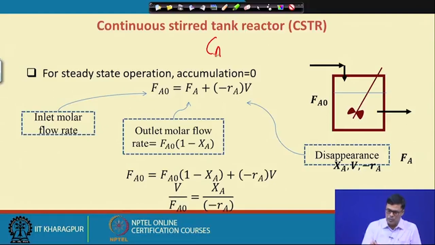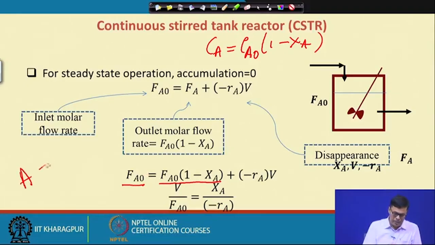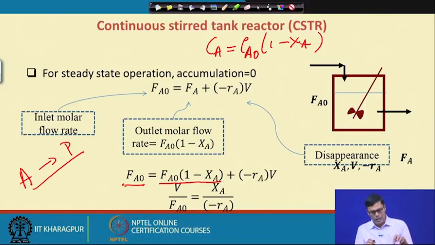Now CA equal to what? CA equal to CA0 into 1 minus XA. Similarly, we can write that FA, the molar output flow rate here, will be equal to FA0 into this. So, in this equation, FA0 is the input, and we do not have any generation because A is the substrate, am I right? And it is producing product. So the equation is that rate of input plus rate of generation is the rate of output plus rate of disappearance plus rate of accumulation.